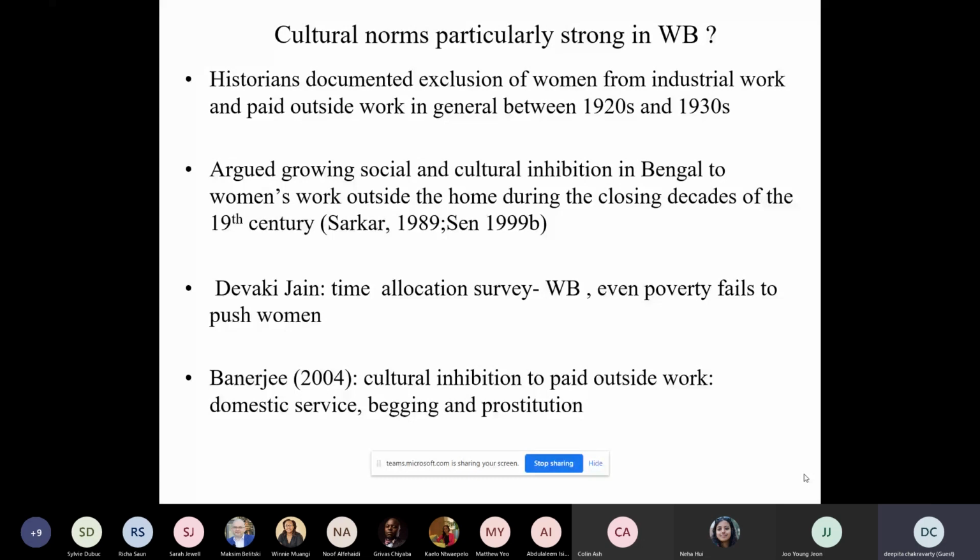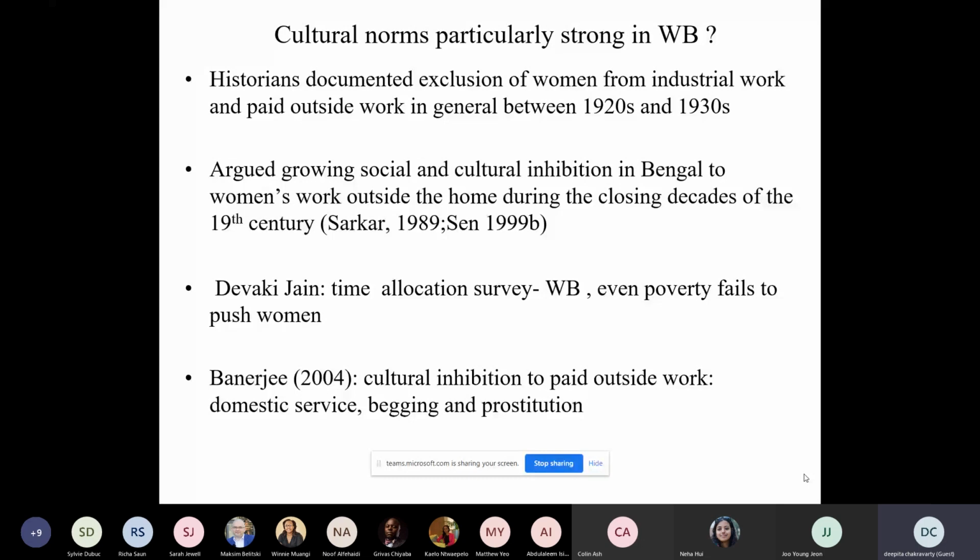allocation survey. In fact, time allocation surveys are not very common, not very easily available in India, especially in the early years. Very recently there is a very good time allocation survey. But I'm talking about, say, the 1980s, 1990s, even the early 2000s. During those days, time allocation surveys were not very common. Devaki Jain, in fact, did a time allocation survey, a comparison between two Indian states, Rajasthan and West Bengal.